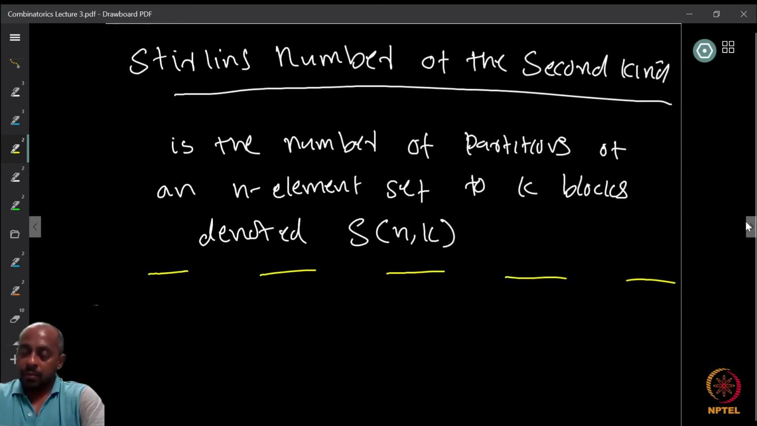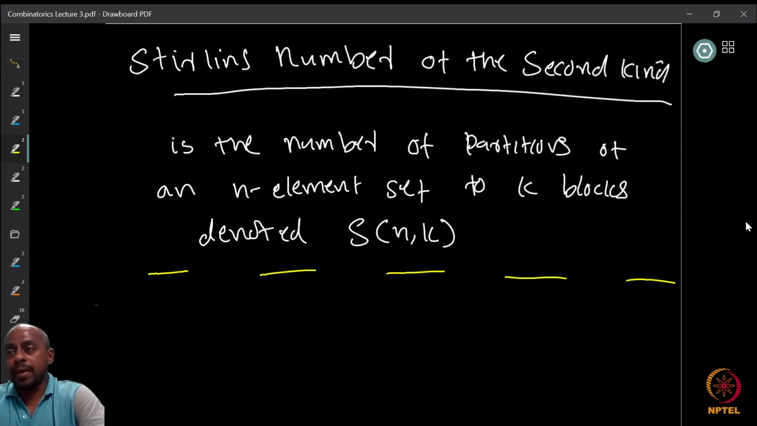Now, the number of partitions of an n element set into k blocks is denoted by S of n comma k. Okay. So these numbers that we are looking at have a specific notation. If you are looking at an n element set and you are looking at k blocks, then S of n comma k denotes the number of partitions of an n element set into k blocks. And this is called the Stirling number of the second kind.